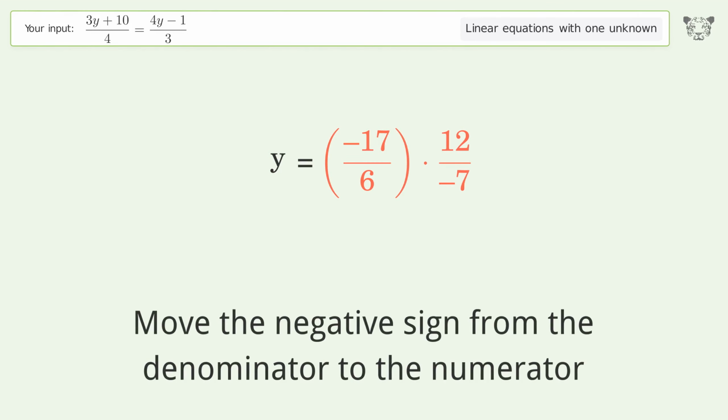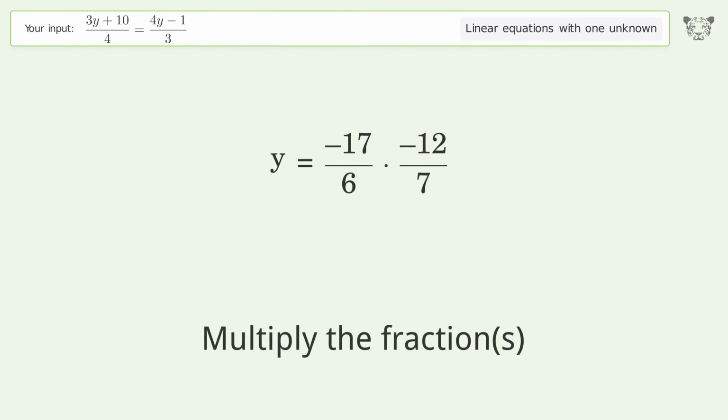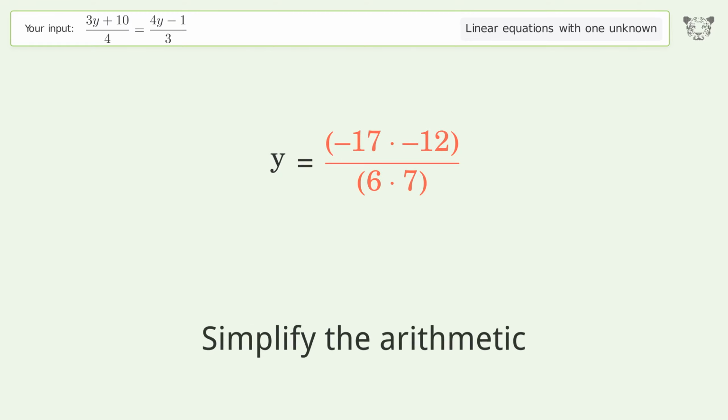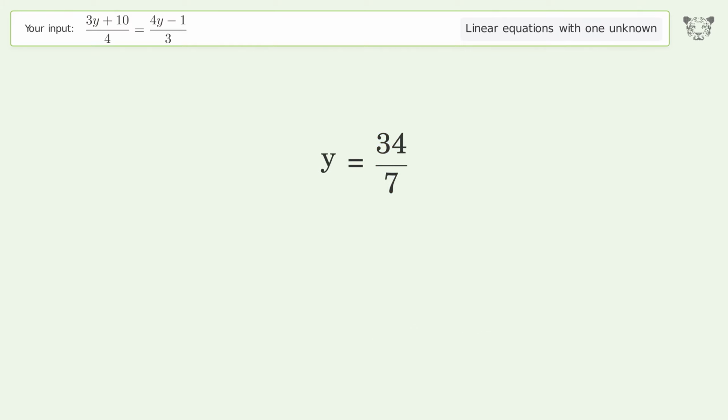Move the negative sign from the denominator to the numerator. Multiply the fractions. Simplify the arithmetic. And so the final result is y equals 34/7.